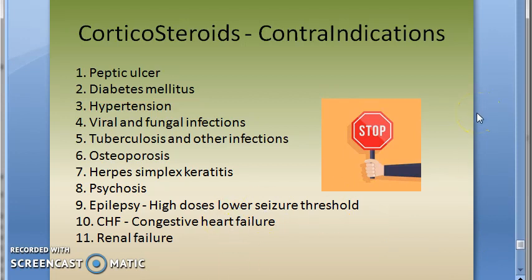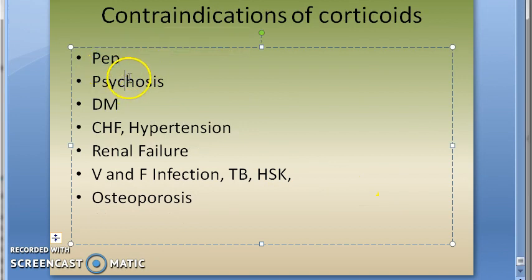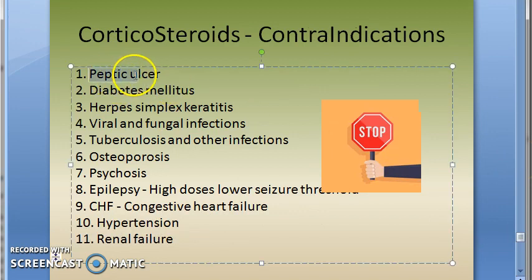Did you understand the contraindications? We are done with the contraindications. Just a small revision we can try. Peptic ulcer, psychosis, diabetes mellitus, congestive heart failure, hypertension, renal failure, viral and fungal infection, tuberculosis, herpes simplex keratitis, osteoporosis. Did we forget something? I covered this, psychosis, covered. Everything okay? Done?